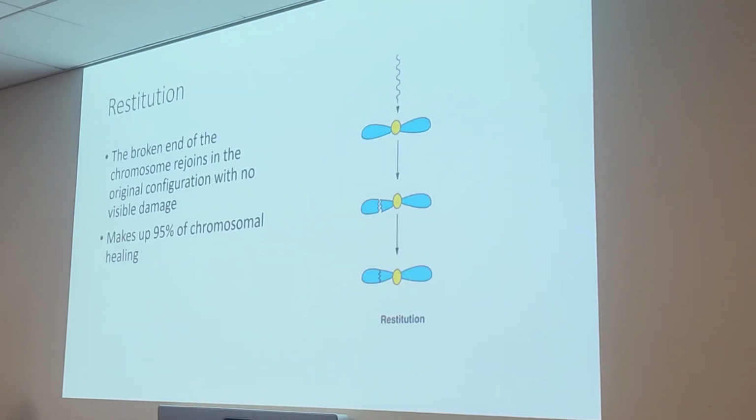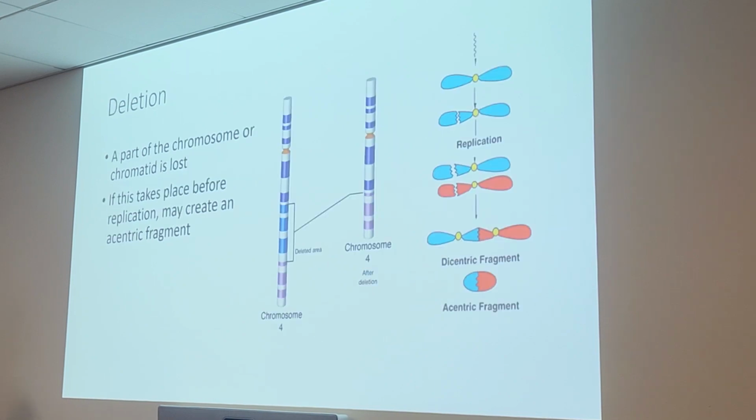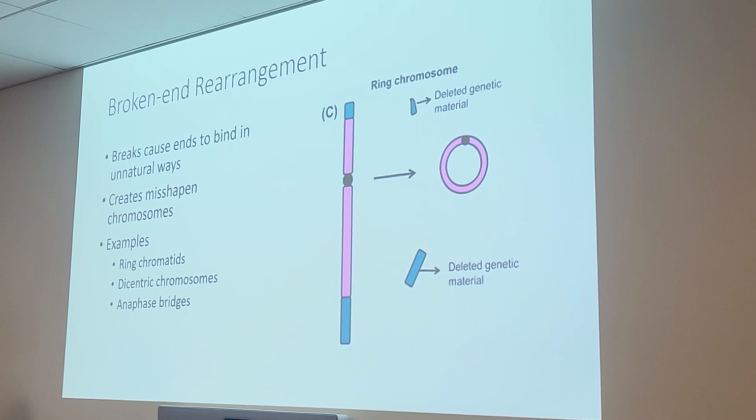Right. Over here, we have some fancy words. Restitution just means it fixes it. Okay, repair, restitution. Deletion, we lose a part of our chromosome. Broken end rearrangement. Now, this is a funny one. When you break your chromosome here, the broken ends reattach in weird ways.